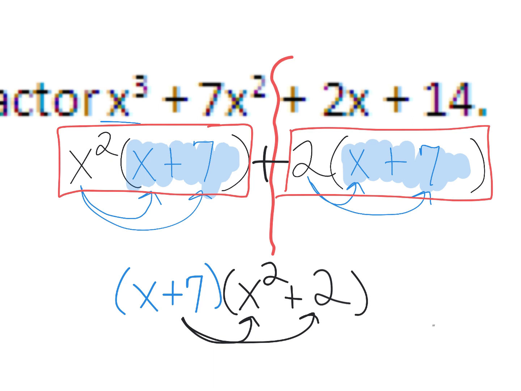Now that's me explaining the sort of theory behind it, but honestly, the x plus 7 is the thing that repeats, so you bring it down like you did last week, and then you just write what you have left over. x squared plus 2 was what was there on the right side. So x squared plus 2 was our leftovers. That's what we wrote.